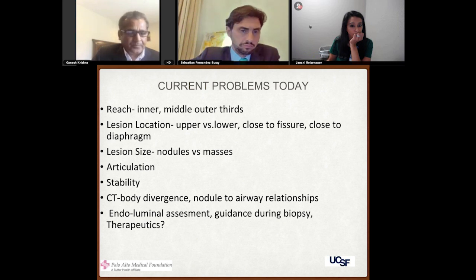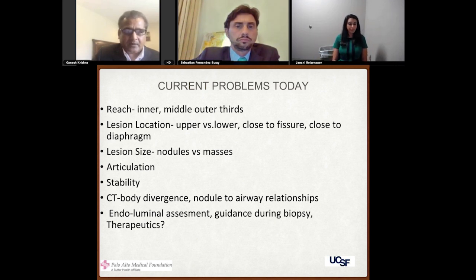Articulation can be an issue, especially into the upper lobes with mediastinal distortion, which we will talk more about when we talk about CT to body divergence and airway to nodule relationship. Stability matters, and that's, I think, one common factor that the robotic platforms actually bring to the table. No matter how skilled an interventional pulmonologist is, it is difficult to stay in place for an extended period of time and maintain that position, and therefore stability matters a lot.